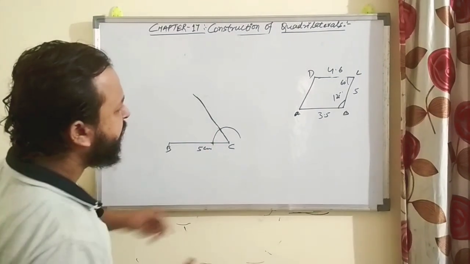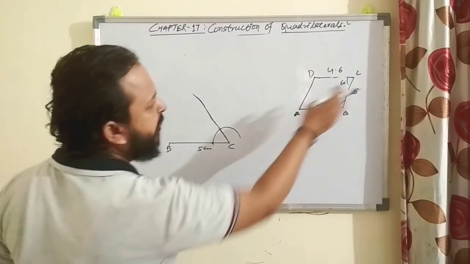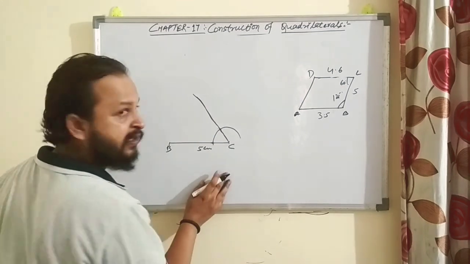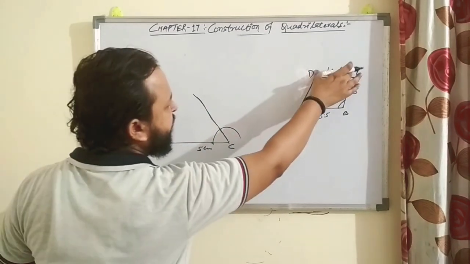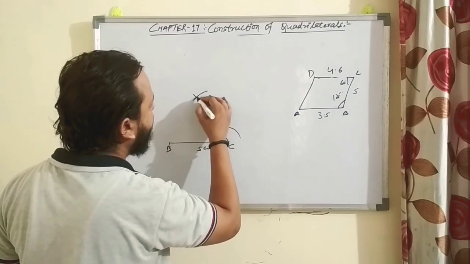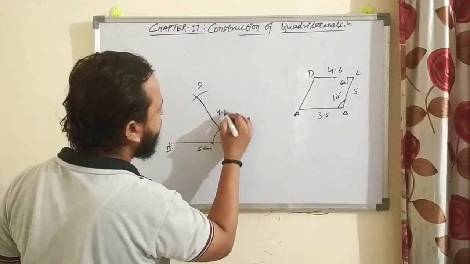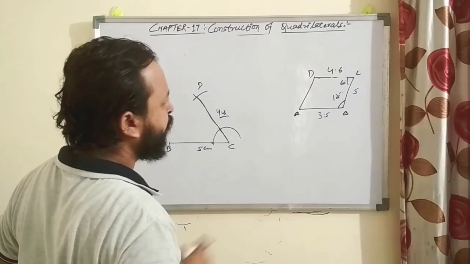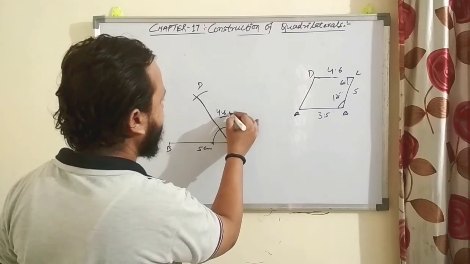This is the line. Now above C you will get the point D. So take C as a center, take the distance of 4.6 centimeter, and draw an arc here. This point is D. You will get the length of side CD. You know the length of side CD is 4.6 centimeter, right?